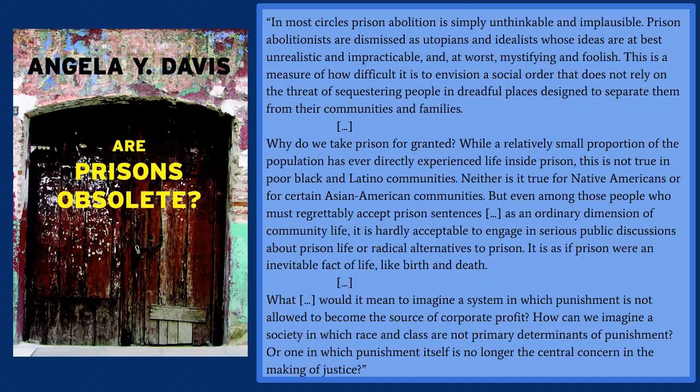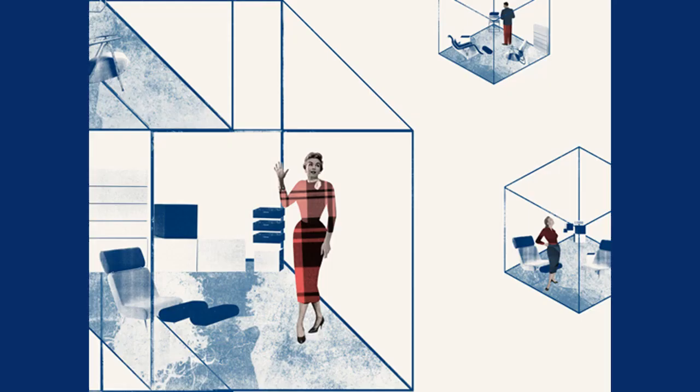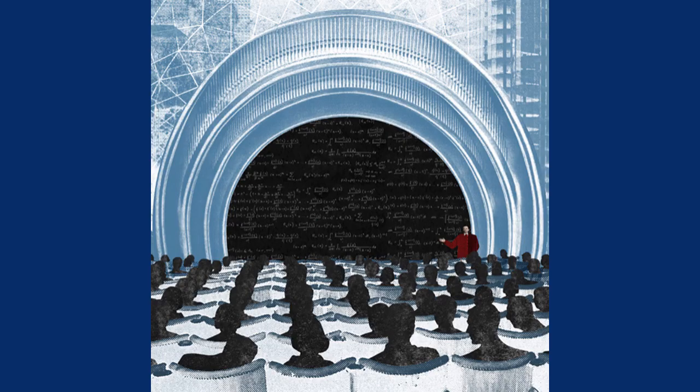So Davis writes, "In most circles, prison abolition is simply unthinkable and implausible. Prison abolitionists are dismissed as utopians and idealists whose ideas are at best unrealistic and impracticable, and at worst mystifying and foolish. This is a measure of how difficult it is to envision a social order that does not rely on the threat of sequestering people in dreadful places designed to separate them from their communities and families." And she's speaking in a US context, but I think we can definitely apply her ideas more broadly.